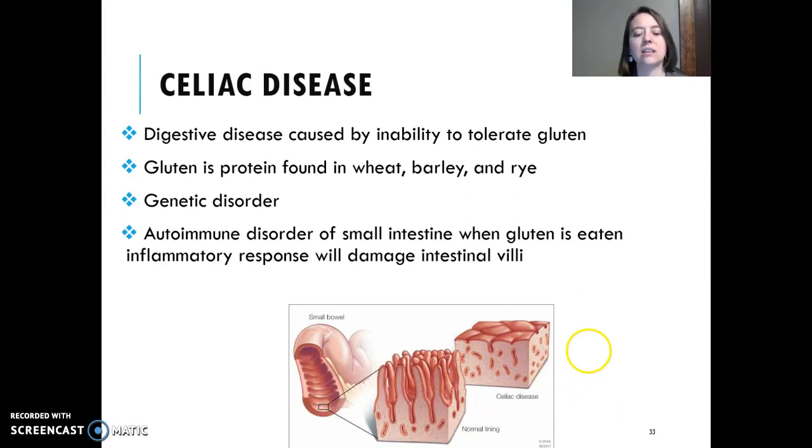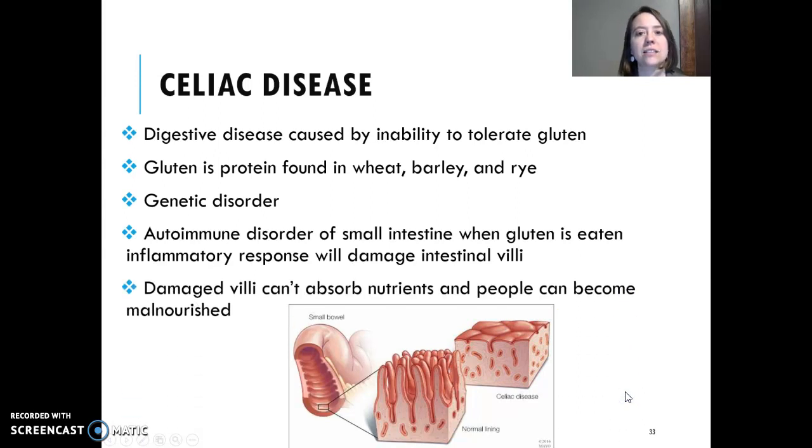The inflammatory response has attacked the villi, and you can tell that they are no longer going to be as good at absorbing nutrients because there's not nearly as much surface area. And that is the problem with celiac disease. The damaged villi can't absorb the nutrients and people can become malnourished.